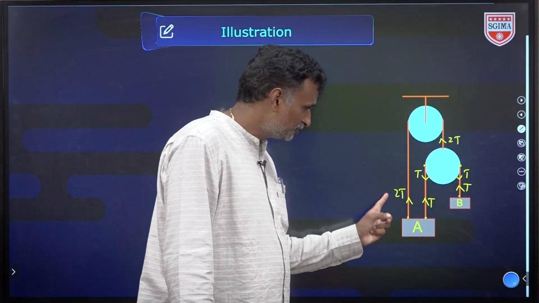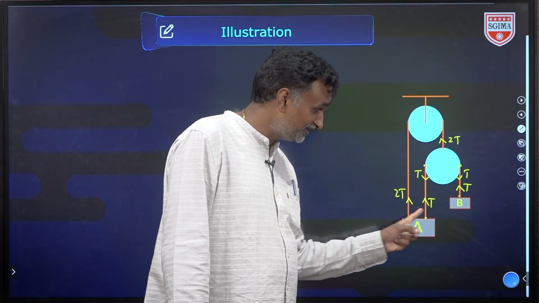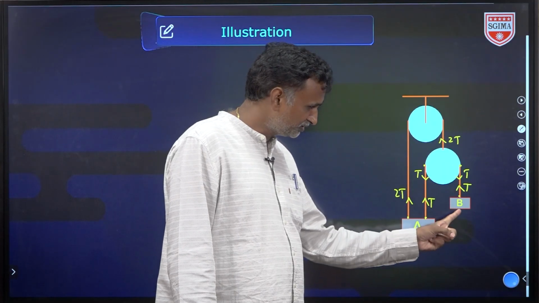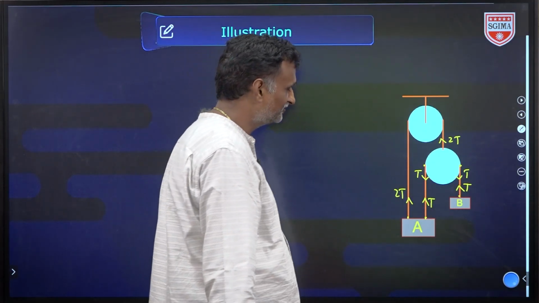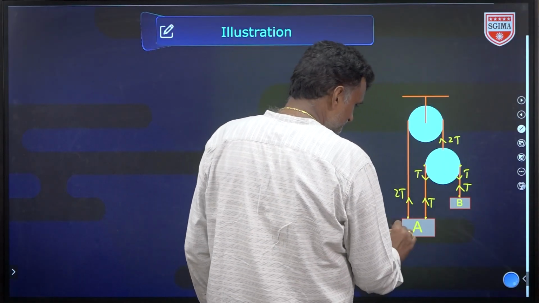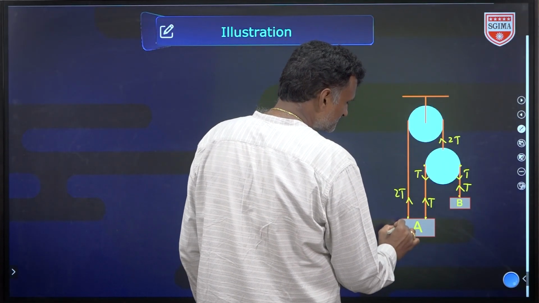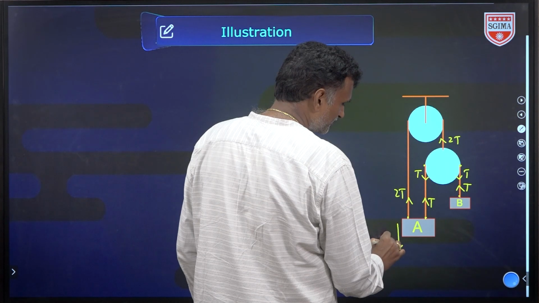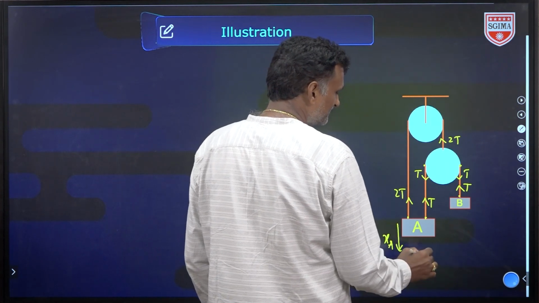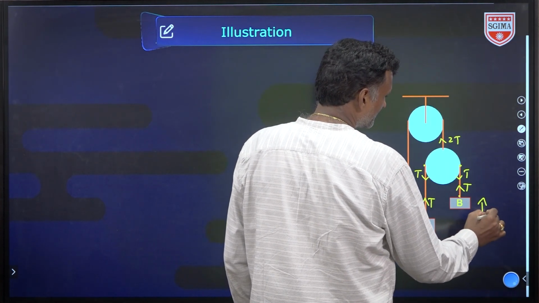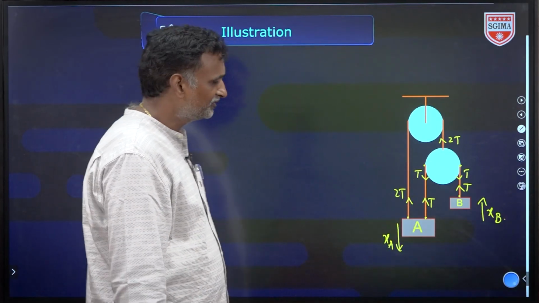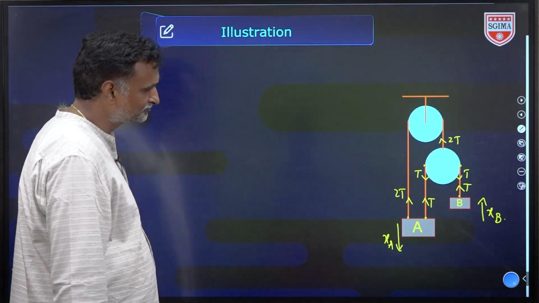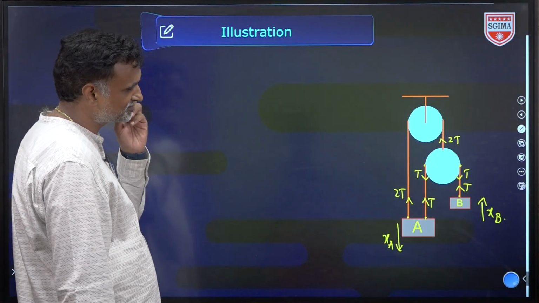On A, 2T plus T, total 3T is acting, and on B total force acting by how much? T. So, we can take here, suppose A is moving downward, displacement XA, and then block B is moving upward with the displacement XB. Then what is the relation we can take? So, let us take the concept here.